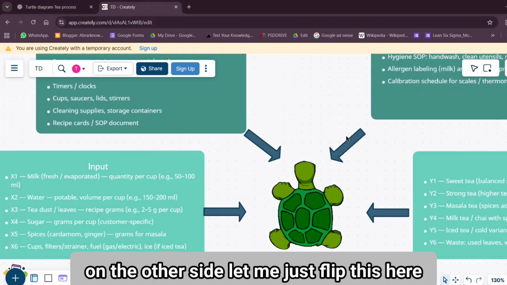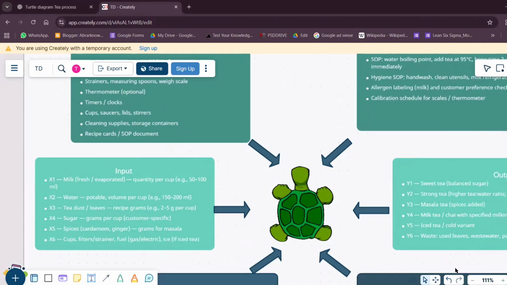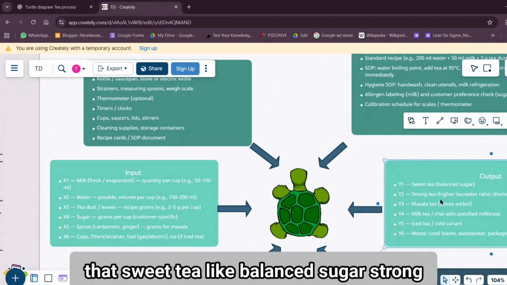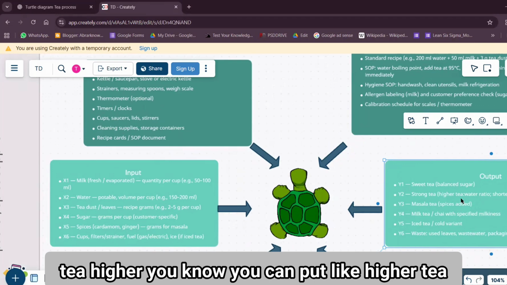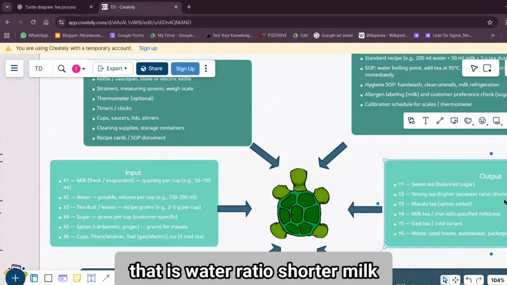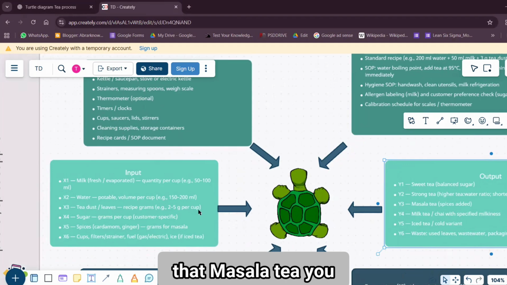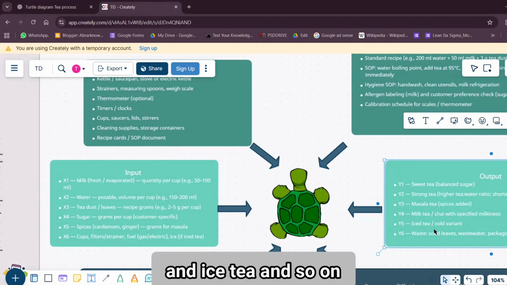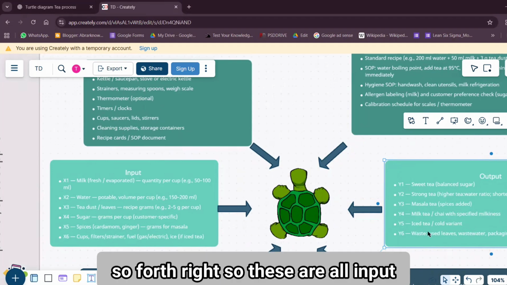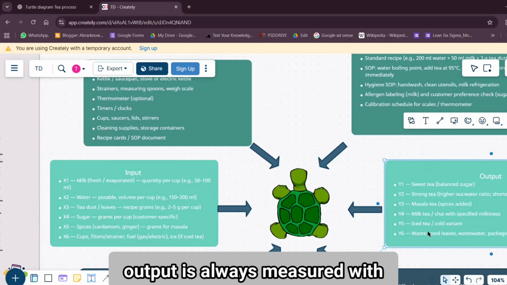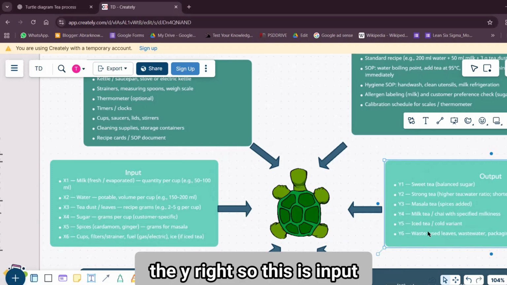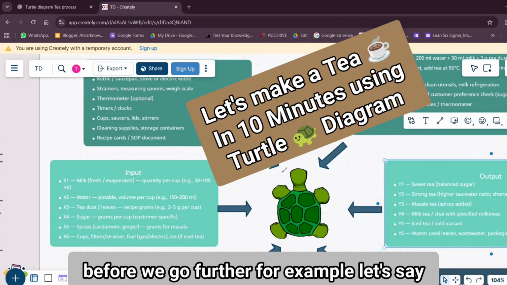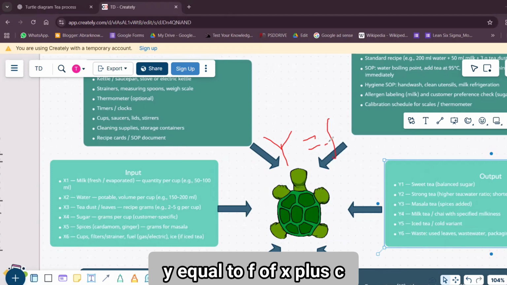Output, on the other side, let me just flip this here. In the output, you have sweet tea, like balanced sugar, strong tea, where you can put a higher tea-to-water ratio, shorter milk or no milk and all that. In masala tea, you add the X5 ingredient to it. Milk tea, chai with the specific one, iced tea, and so on and so forth, right? So these are all inputs, and this one is output. Output is always measured with Y, right? So input and output are done. Very simple example before we go further. For example, let's say y equals f of x plus c.